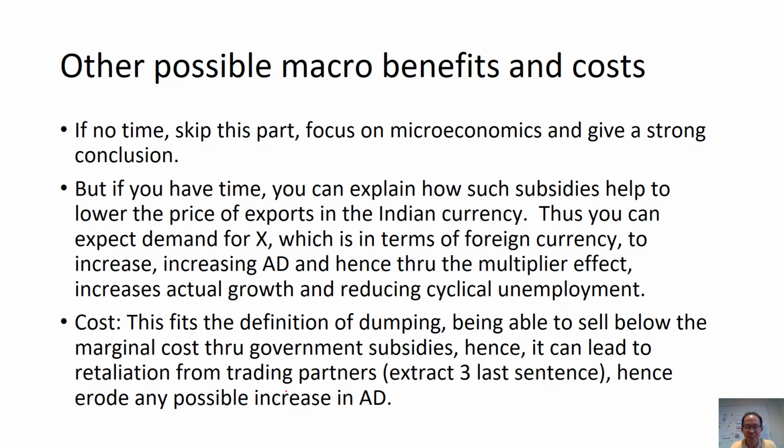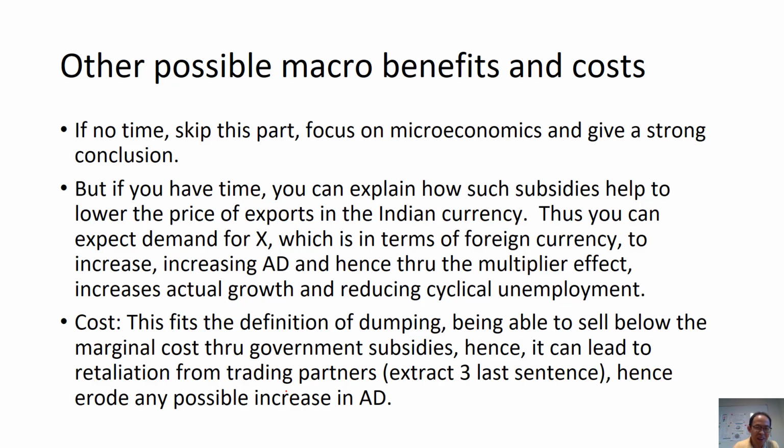So based on that, when the price of exports is lower in terms of Indian currency, the demand for exports from foreigners, in terms of foreign currency, will increase. This will increase the X and thus increase AD, and hence through the multiplier effect can lead to benefits to the macro goals of India, actual growth and cyclical unemployment. However, the main cause here is this.